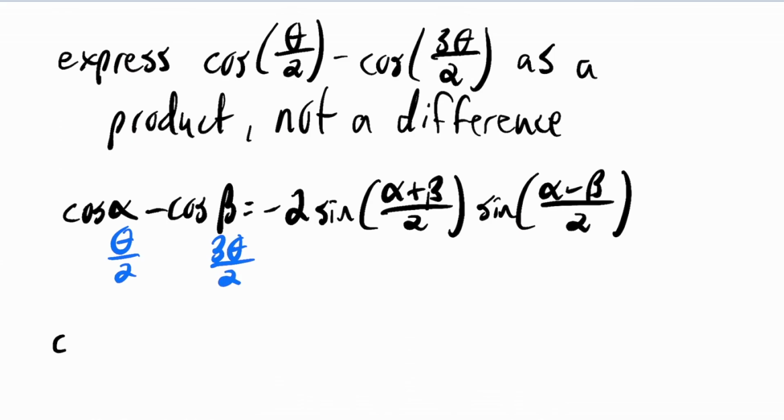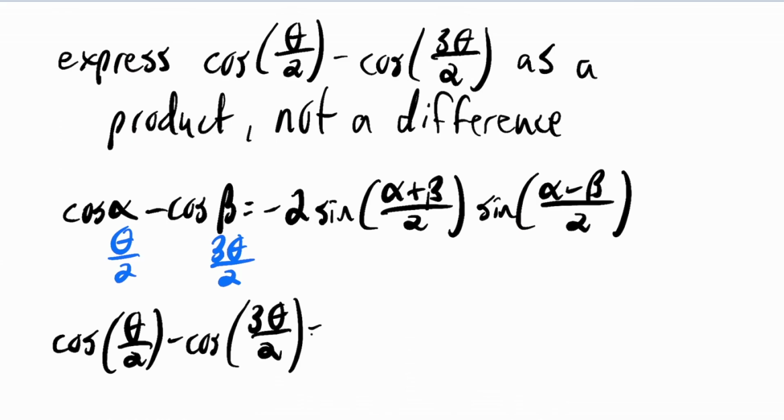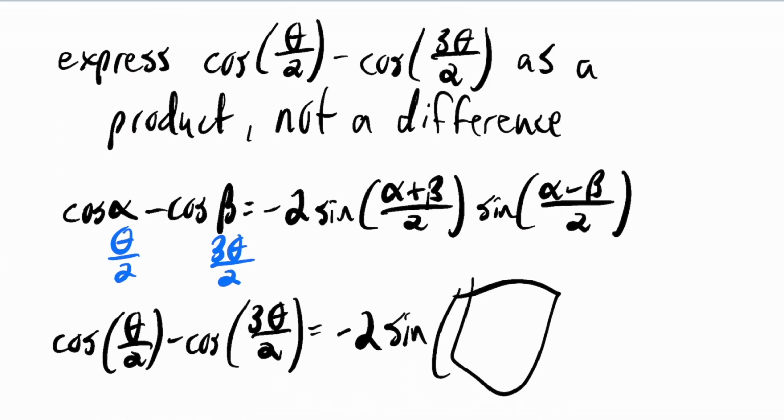So cosine of theta over 2 minus cosine of 3 theta over 2. That's -2 times sine, and I can work this out long form, right in the big messy fraction if I want, or I can do the arithmetic separately, combine the fractions, divide by 2. I'll go ahead and write out long form.